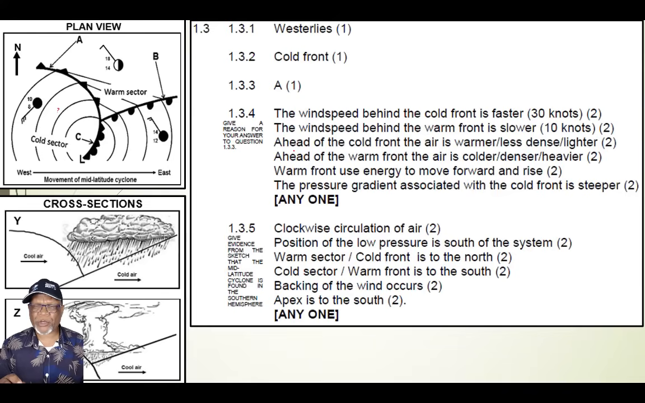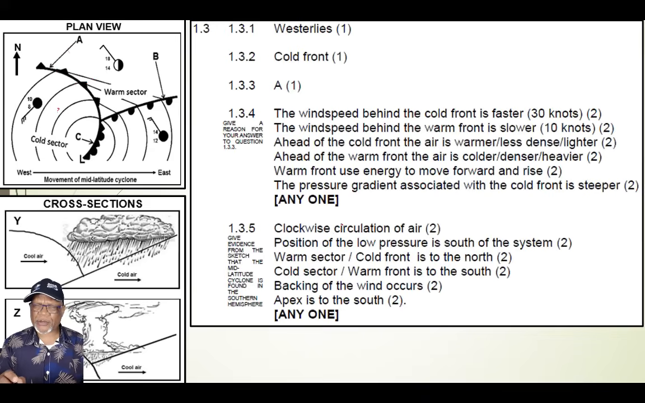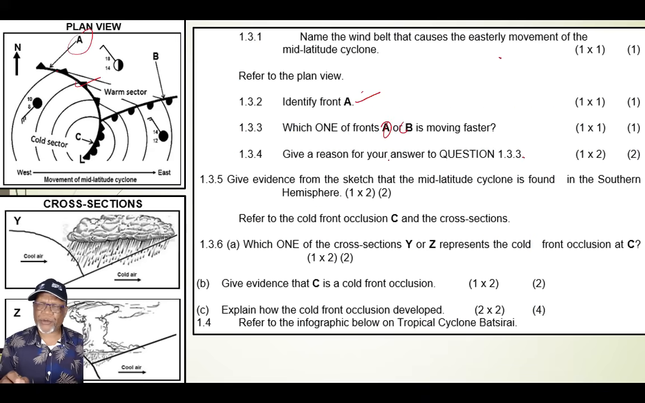I'm looking at the wrong questions here. I'm answering the wrong question. Give reasons for your answer. Here it was, why is it moving faster? So those are the answers that you could give. These are the answers to 1.3.4, this one. And now let's move to the next one.